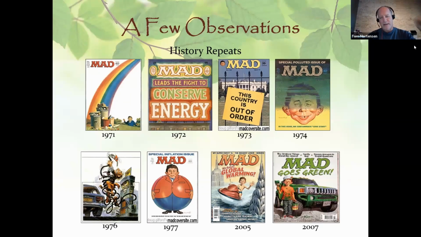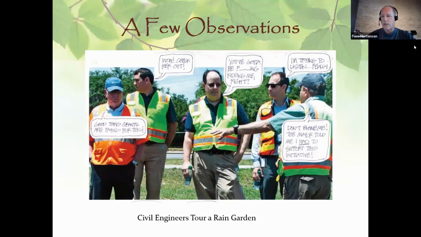Just some observations here in the beginning. History repeats, even in Mad Magazine. When you look at these covers from the 70s going through the early 2000s, the conversation hasn't changed that much. We're still talking about a lot of issues with pollution, water, going green, all of those things, but I think it's kind of funny when you look at this and you start to see, yeah, history does repeat. And when we are having conversations, I think the difference is that they're getting more robust and more detailed, which is a good thing.